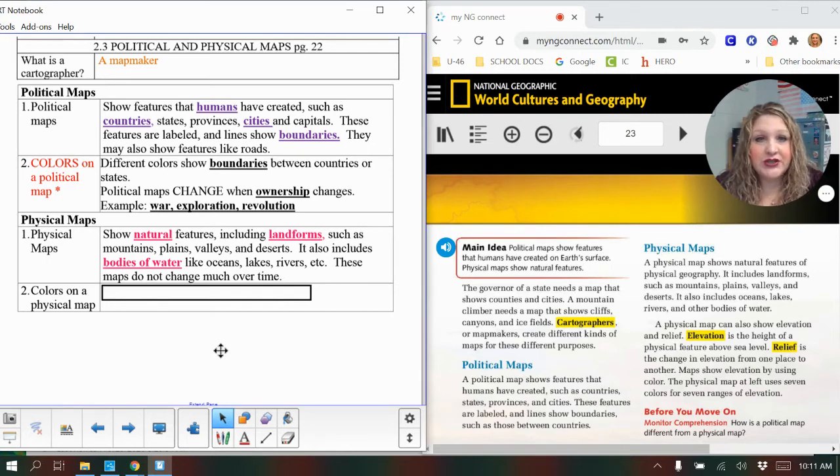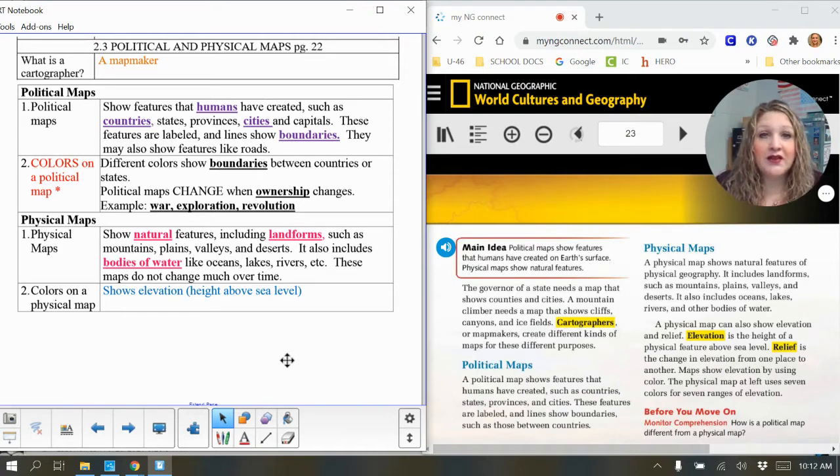These maps don't change much over time because the only change that we're going to look at is probably erosion, maybe drought in some areas could dry up rivers that were there before or dry up lakes that were there before, that kind of thing. Elevation will change a little bit over time, but not a whole lot. And it would take hundreds of years, maybe even thousands of years sometimes to change these maps. So then colors on the physical map show elevation, which is the height above sea level.